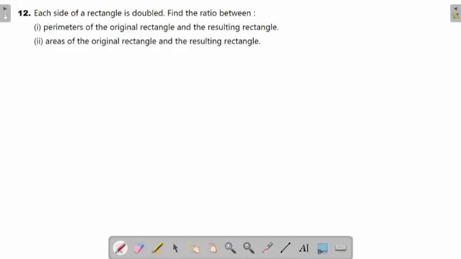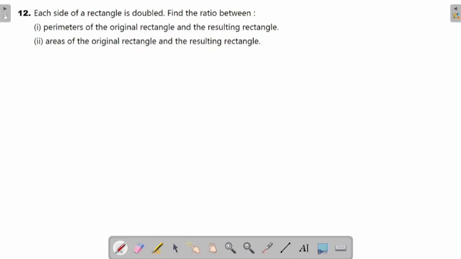Welcome back, dear students. Let's continue with the chapter on area of a trapezium and a polygon. Okay, so all of you know that we are doing exercise 20b, right? So from 20b, let me take question number 12 for you.